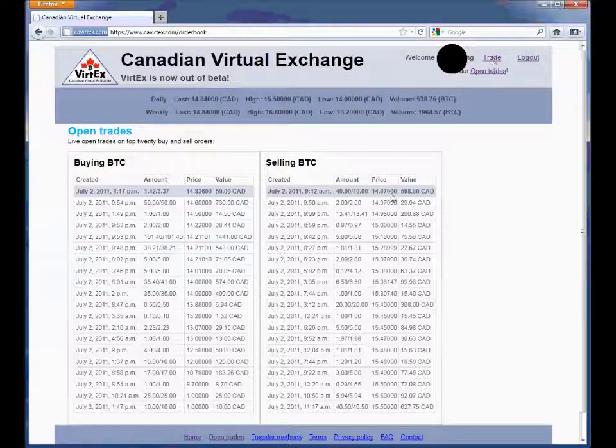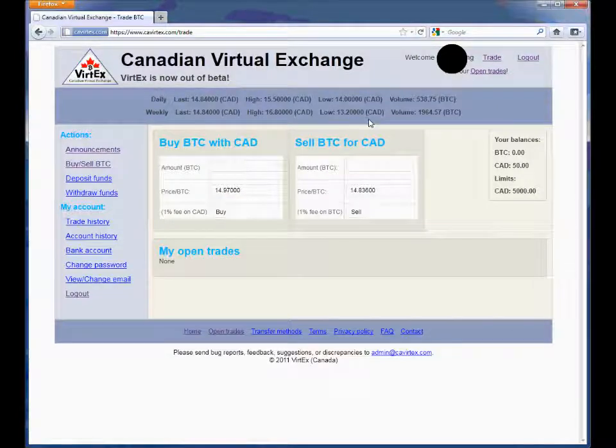So we're going to press trade, and before I do, I want you to look at this selling Bitcoin and remember this price here of $14.97. When I press trade, you'll notice that that price is automatically populated right here as a buy price. If I wanted to buy Bitcoins right now, I have to basically take the seller's lowest offer. The lowest seller we have is $14.97.